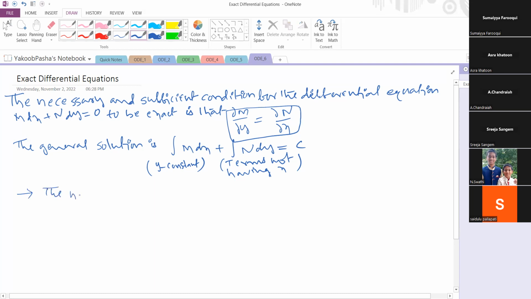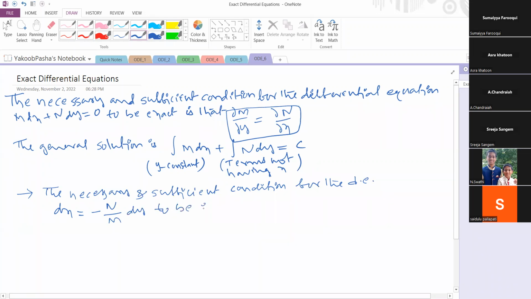The necessary and sufficient condition for the differential equation dx is equal to minus N by M into dy to be exact is, okay, this is the question. The options are different options.